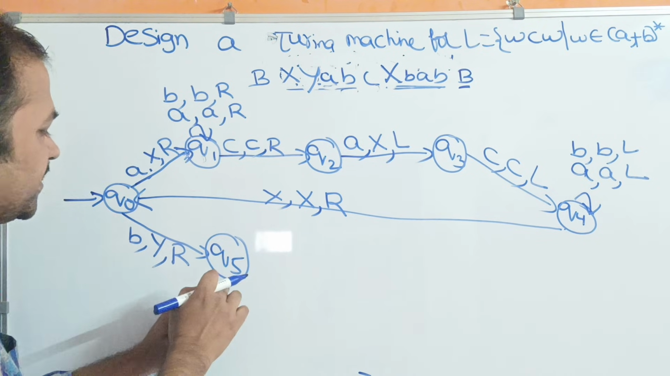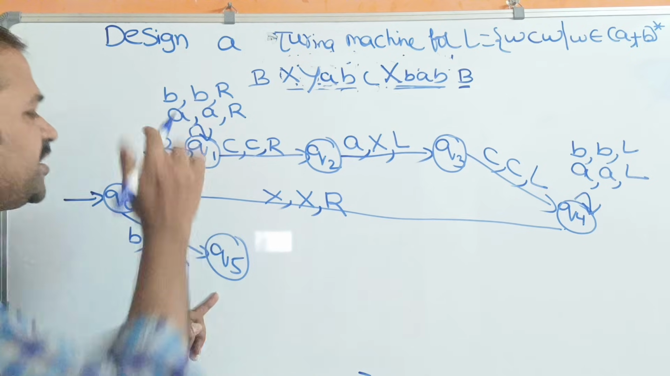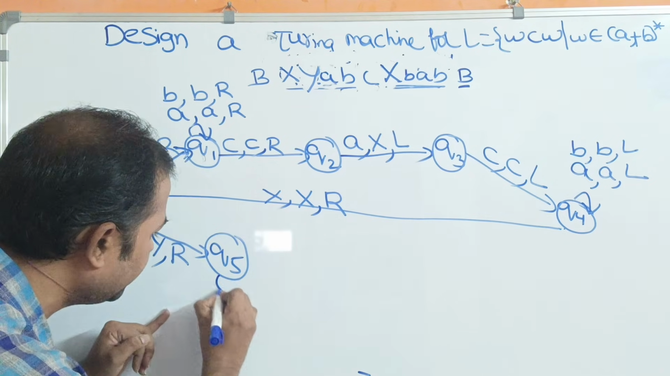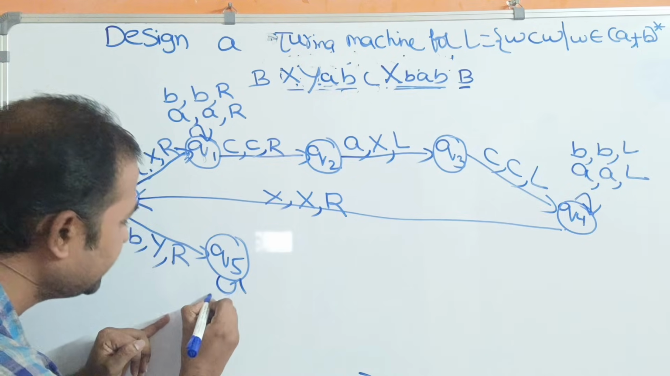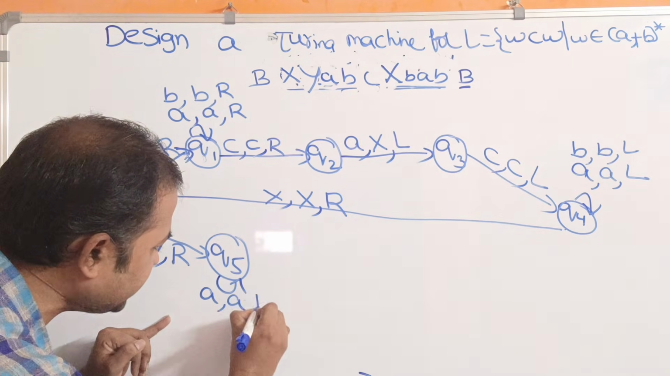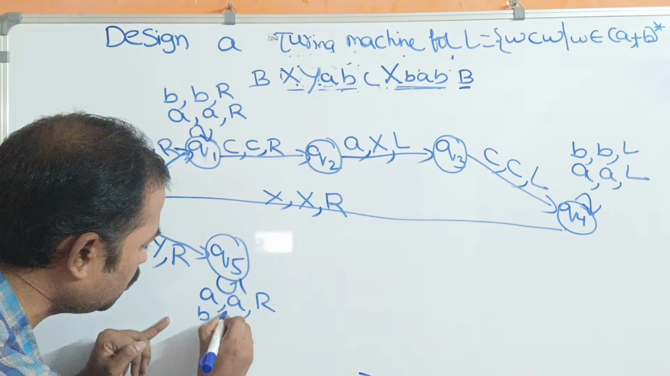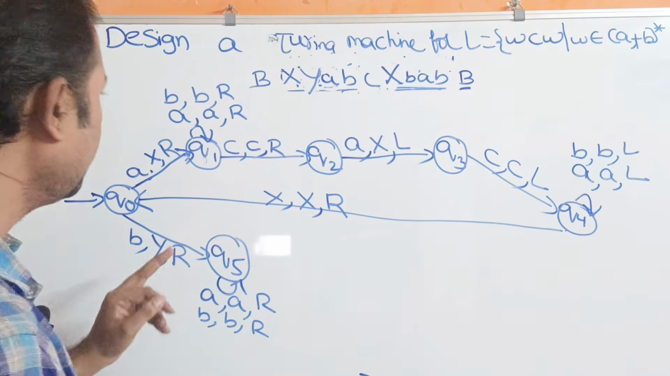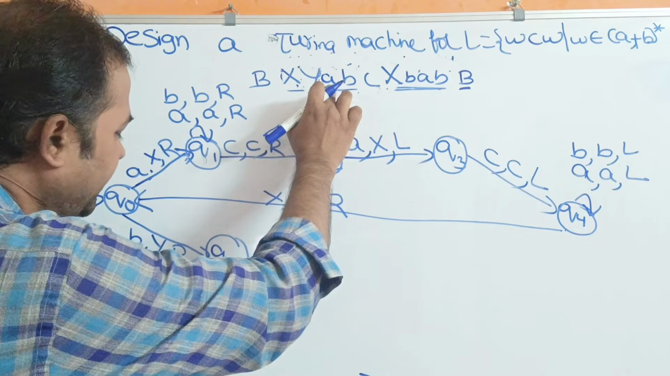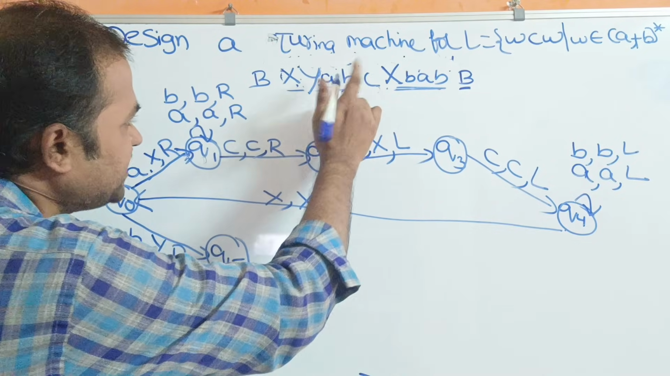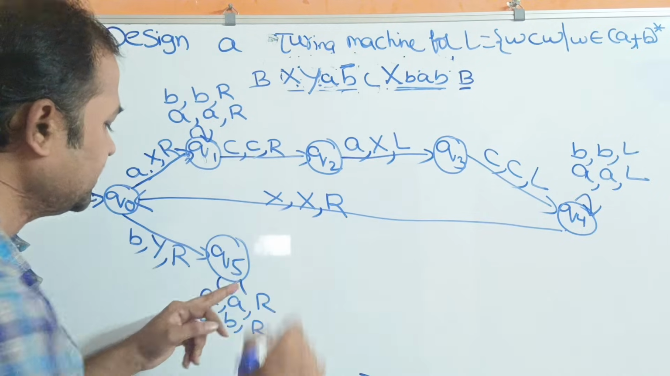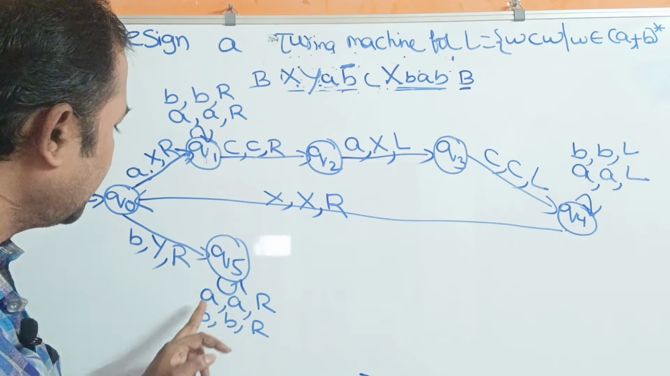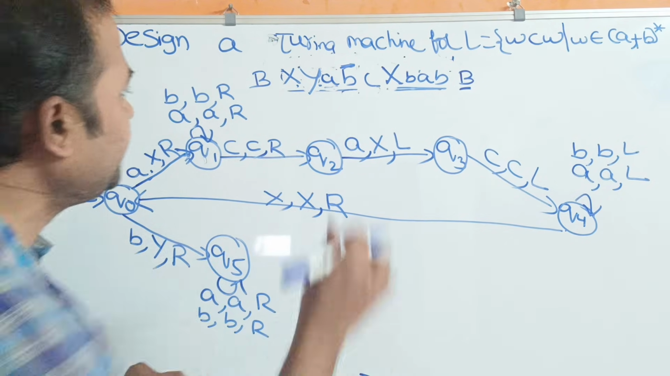Q5 is similar to Q1. On Q5, we can have any number of A's and B's. Keep them the same, but move the head towards the right. Here we have A on Q5, so keep it as same only, but move the head towards the right. B on Q5 means B only, but move the head towards the right.